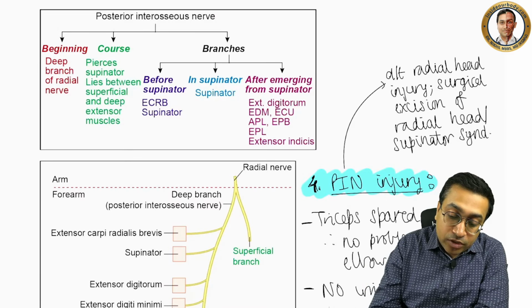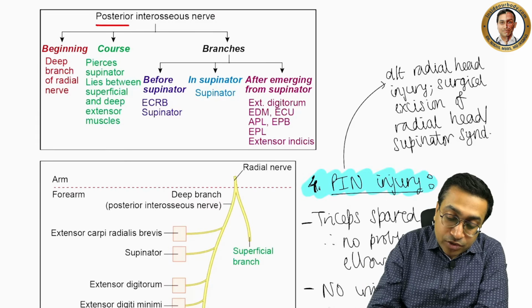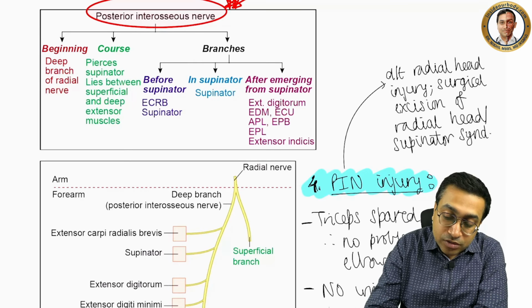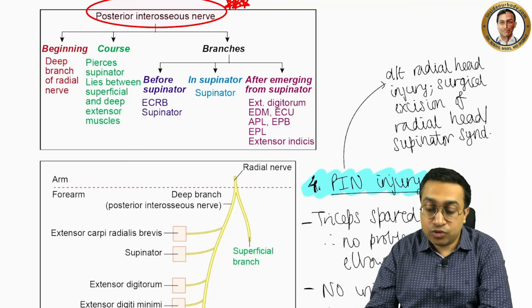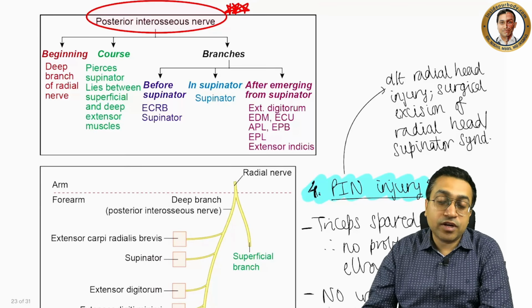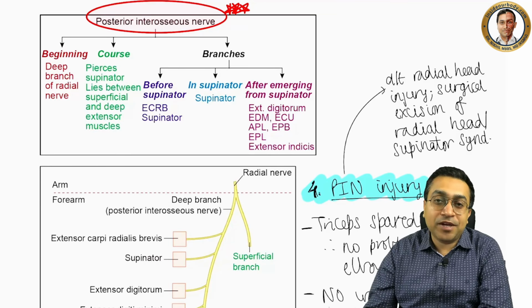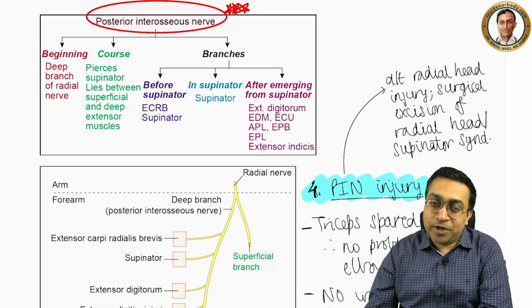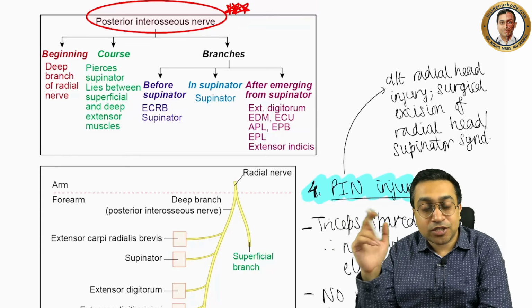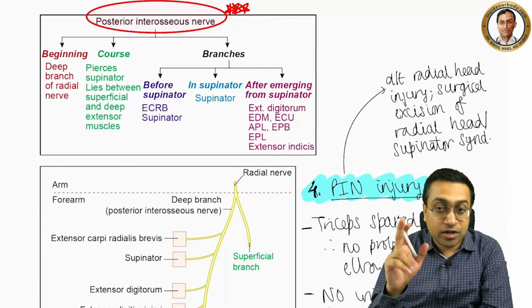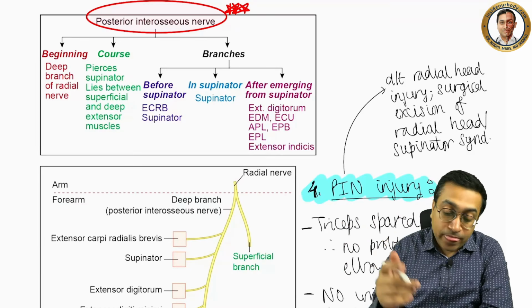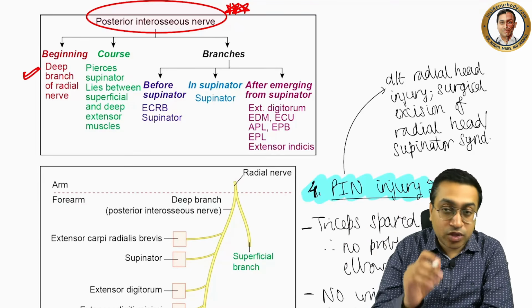So number one thing to remember is that the posterior interosseous nerve is a branch coming from which nerve? That is the radial nerve. So do not confuse, right now we are discussing the radial nerve, but after we do the median nerve, ulnar nerve and everything, you get confused. The posterior interosseous, PIN, is coming from the radial nerve. Then it's a deep branch, you can remember that way.